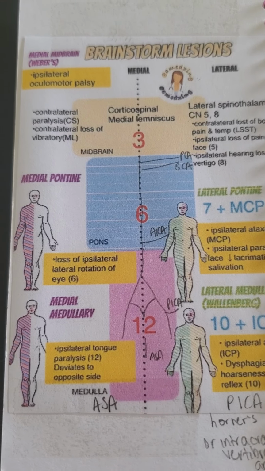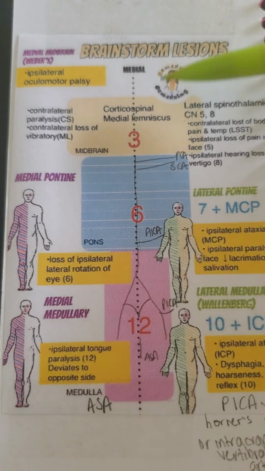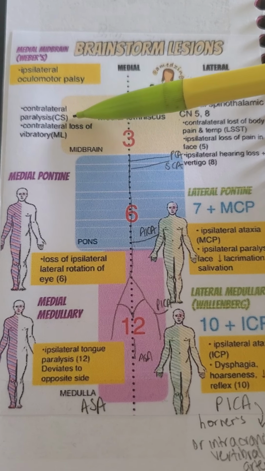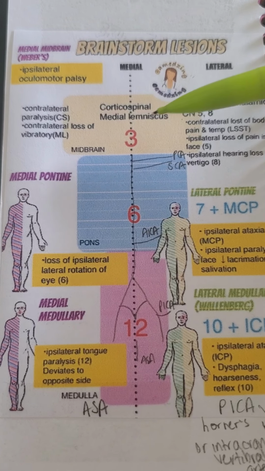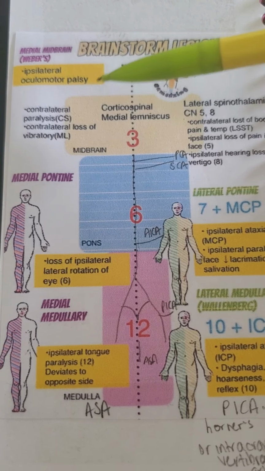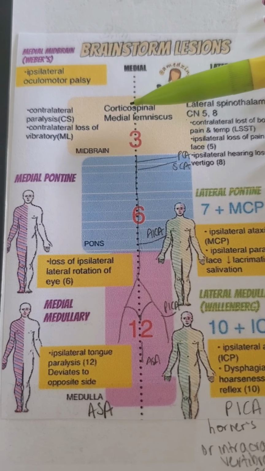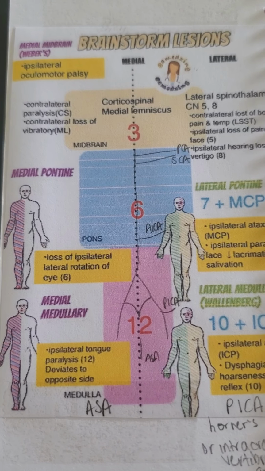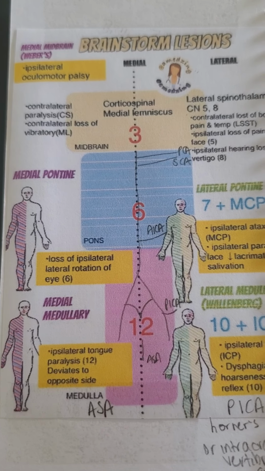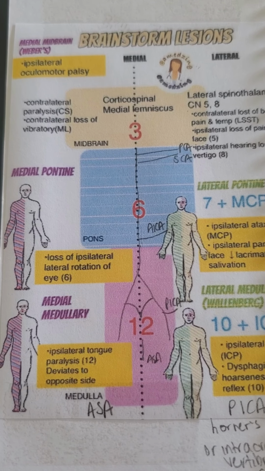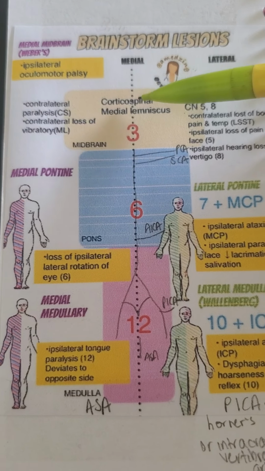What this means is that the question stem is going to say that the patient has contralateral paralysis, and also the patient has contralateral loss of vibratory sensations. Now, contralateral, because we know that these two decussate, so it decussates in the medulla, so it's not going to be on the ipsilateral side. So that's the first thing you need to do when looking at brainstem lesions, right? So now these are for medial lesions.